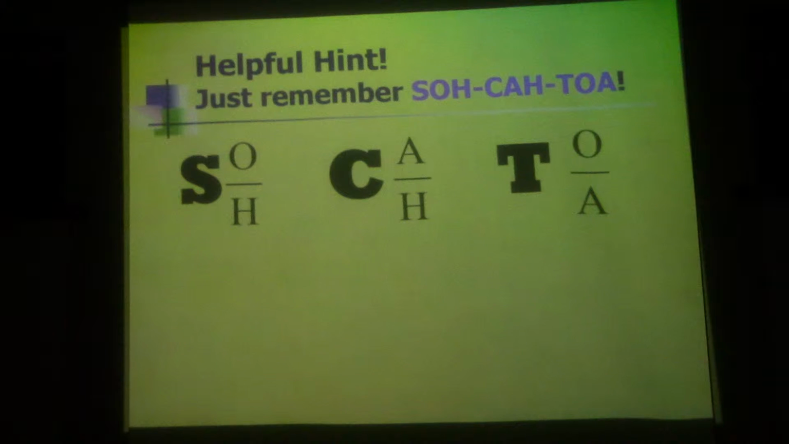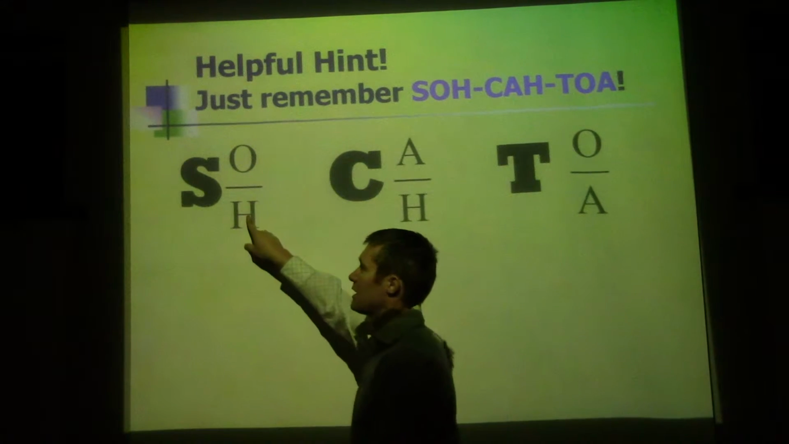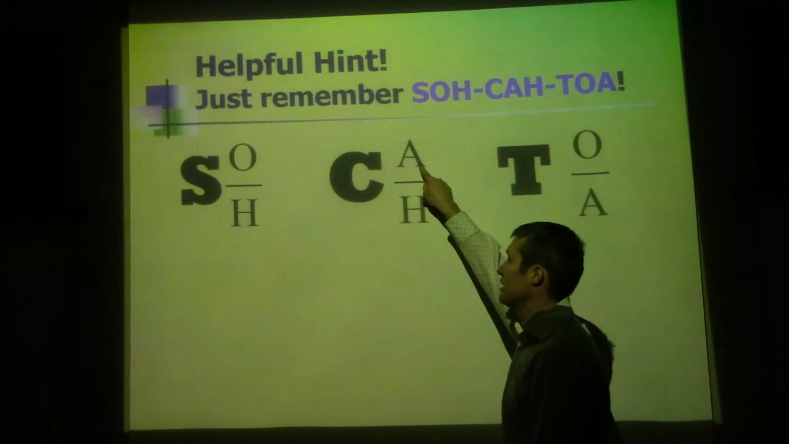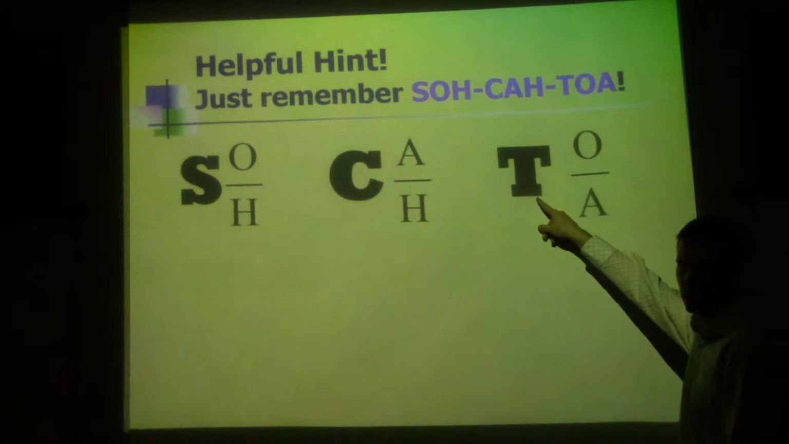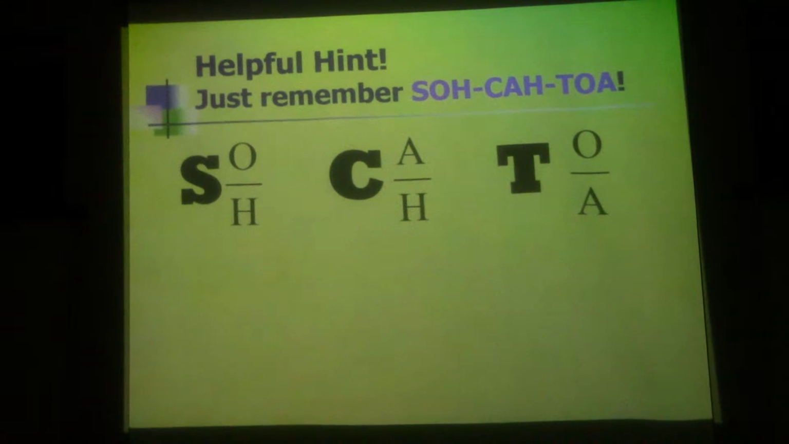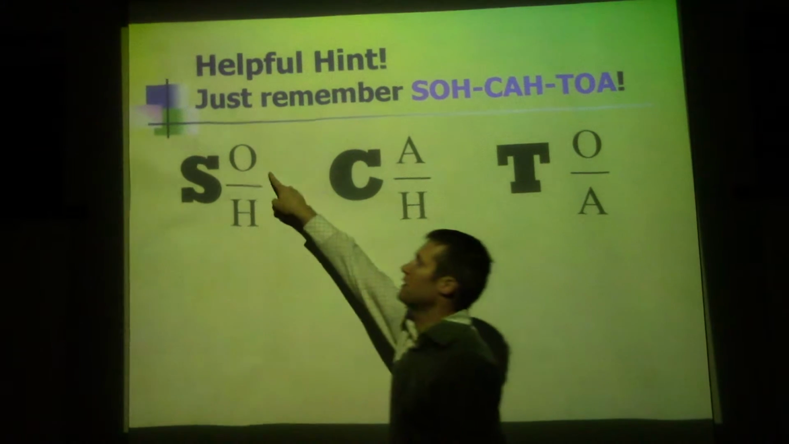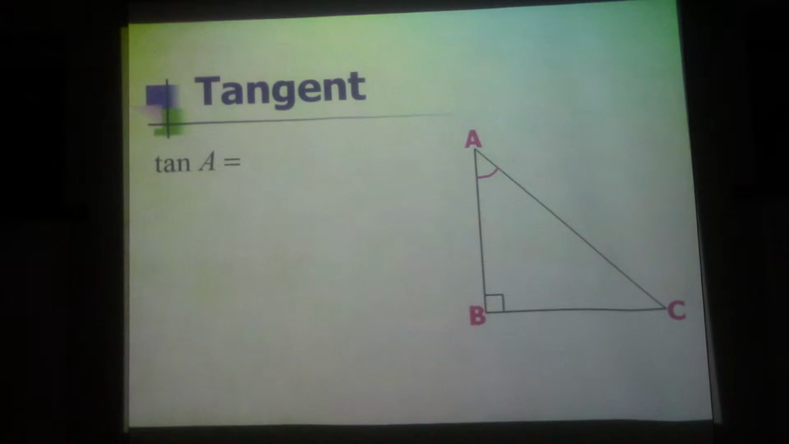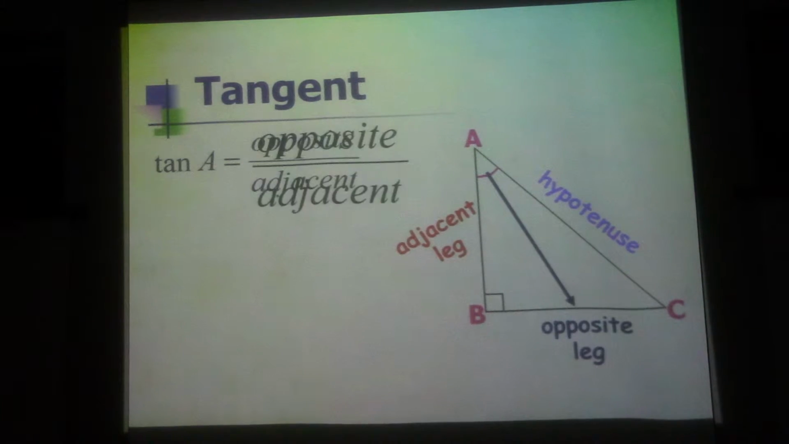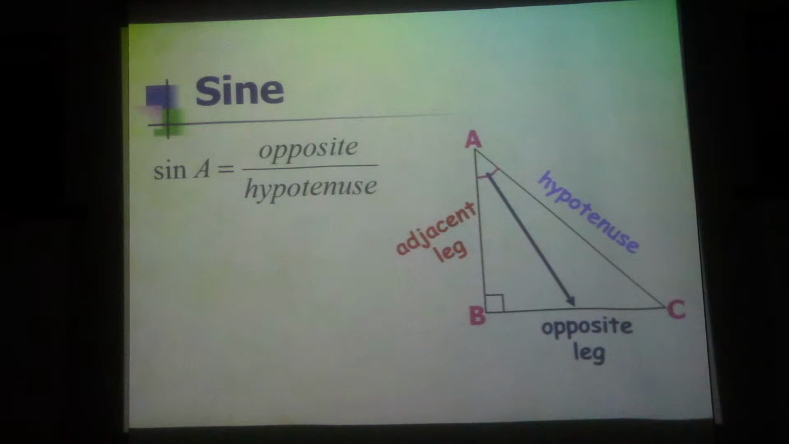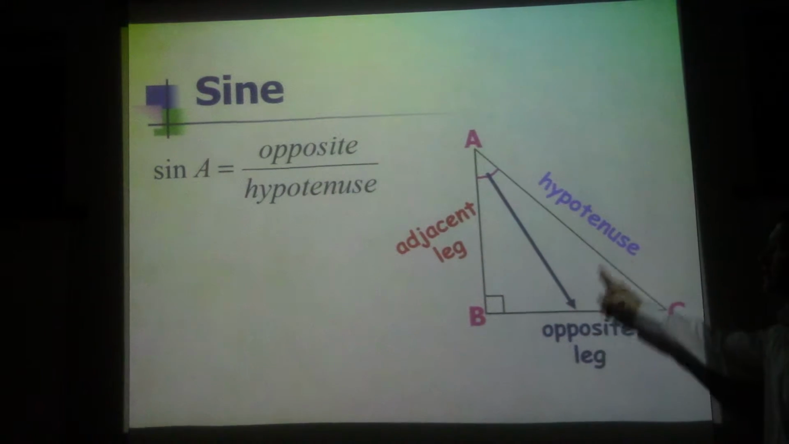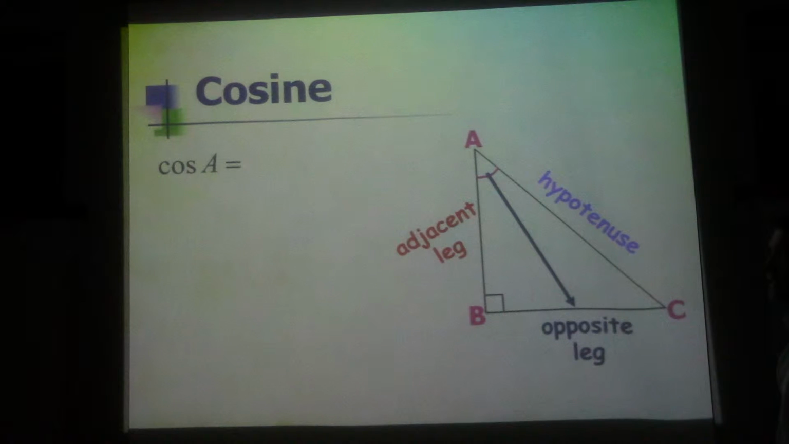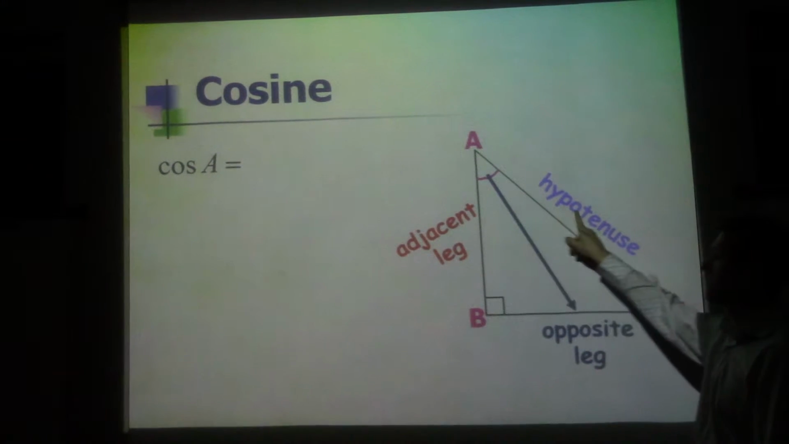So here we go. Here's the easiest way to remember sine, cosine, tangent: SOHCAHTOA. SOHCAHTOA says for sine, we're going to do the opposite side over the hypotenuse. For cosine, we're going to do adjacent over hypotenuse, and tangent, which we've already learned, is opposite over adjacent. So opposite over hypotenuse, adjacent over hypotenuse, and opposite over adjacent. We did tangent, so I'm going to skip through that one. Sine is opposite leg over hypotenuse, and cosine is adjacent over the hypotenuse.